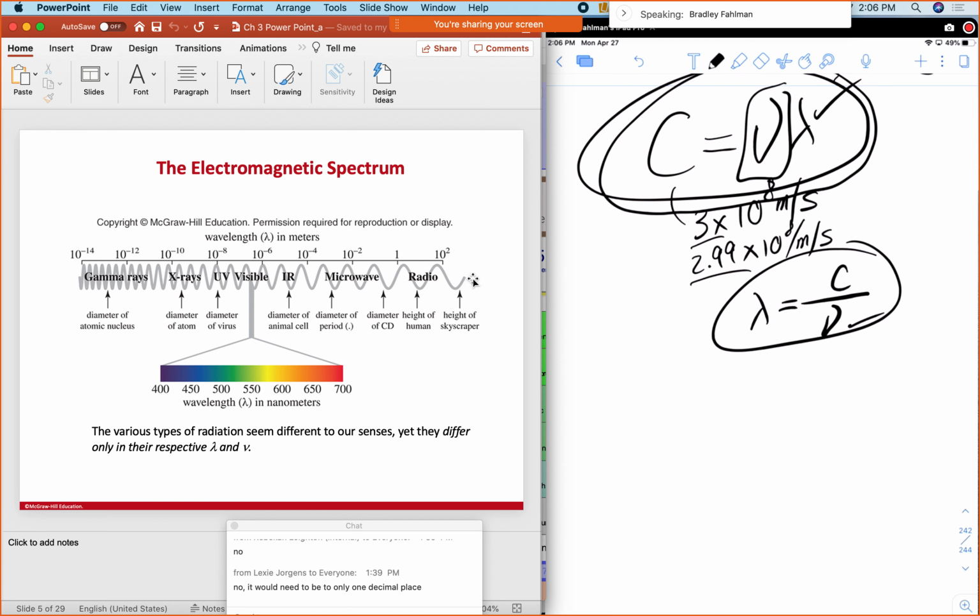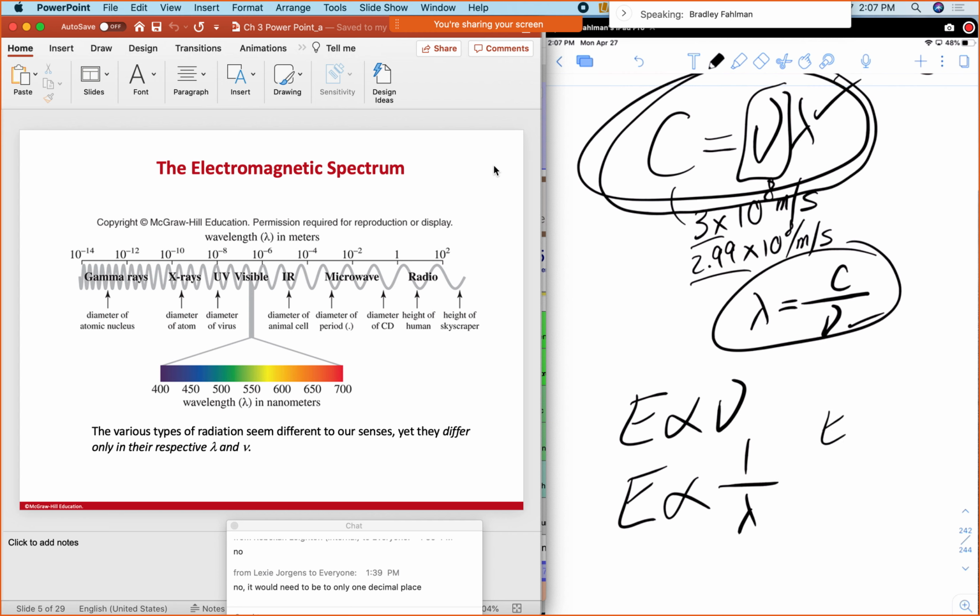You should know this range for the electromagnetic spectrum. Not these numbers, but know that as I'm moving my cursor here, I'm going to increasing energy. So gamma rays, a whole lot of energy; radio waves, low energy. And also you can say that it's decreasing wavelength. So you should know that E is proportional to frequency, or E is inversely proportional to wavelength.